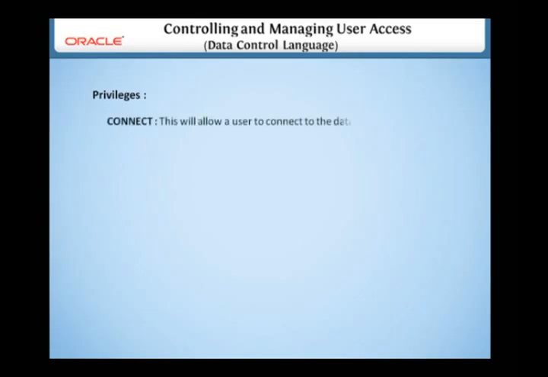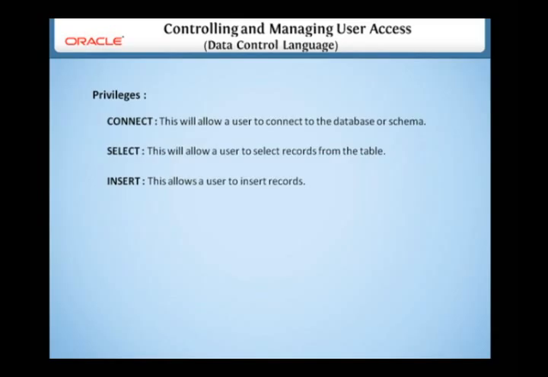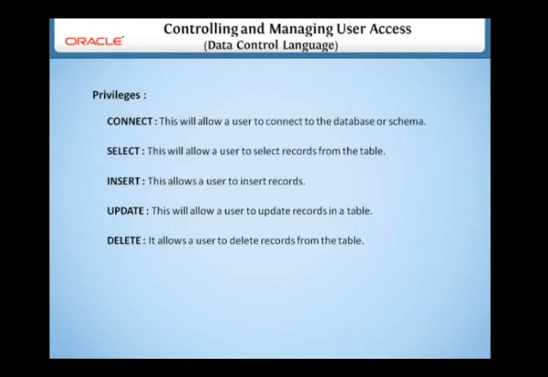Connect. This will allow a user to connect to the database or schema. Select. This will allow a user to select records from the table. Insert. This allows a user to insert records. Update. This will allow a user to update records in a table. Delete. This allows a user to delete records from the table. Usage. This allows a user to use database objects, such as functions, etc. We can specify these things while giving permissions to the users.